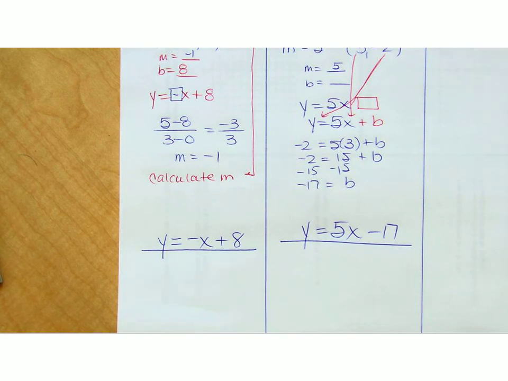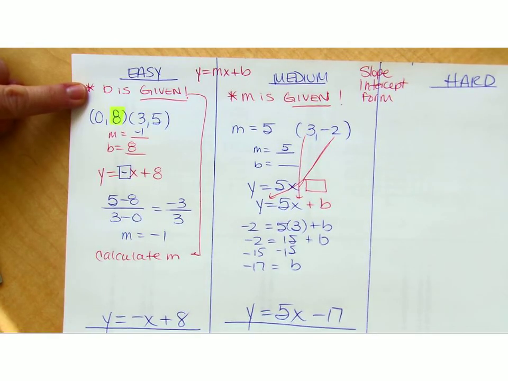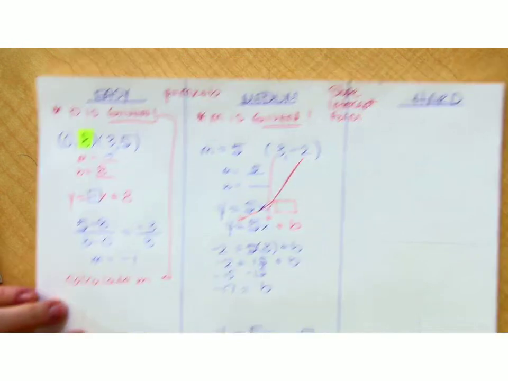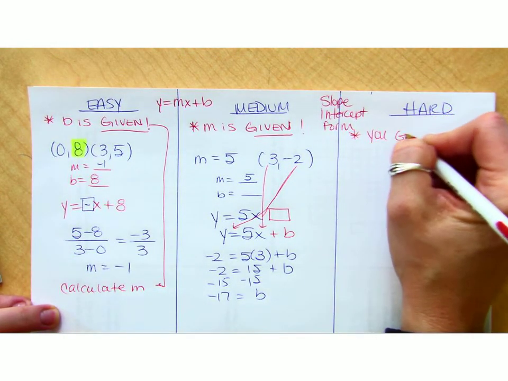Easy and medium. Not too bad, right? Okay, let's move on to hard. And is hard really even hard? No, I guess I just had to put a word, and that word kind of flowed. What makes it so hard? You get nothing. They don't tell you M. They don't tell you B. You have to find them both. So what makes it a little trickier? You get a big fat nothing.